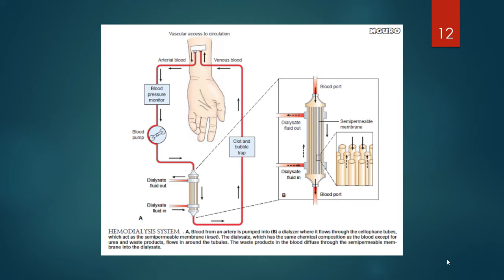So in this picture, I want to show you what a semi-permeable membrane looks like. The blood comes in, and the dialysate flows out. The dialysate comes in, so it's a counter current. And the bigger the semi-permeable membrane, the better the clearance. Also, the faster the blood and the faster the dialysate, the better the clearance.